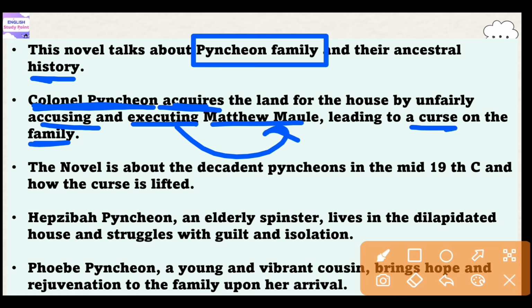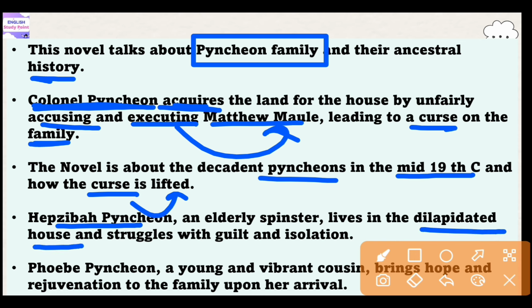The novel is about the decadent Pynchons in the mid 19th century and how the curse is lifted. There is a character, Hepzibah Pynchon, who is an elderly spinster. She lives in a dilapidated house and struggles with guilt and isolation. This elderly spinster is considered to be the protagonist of the story. She is a deeply troubled character.